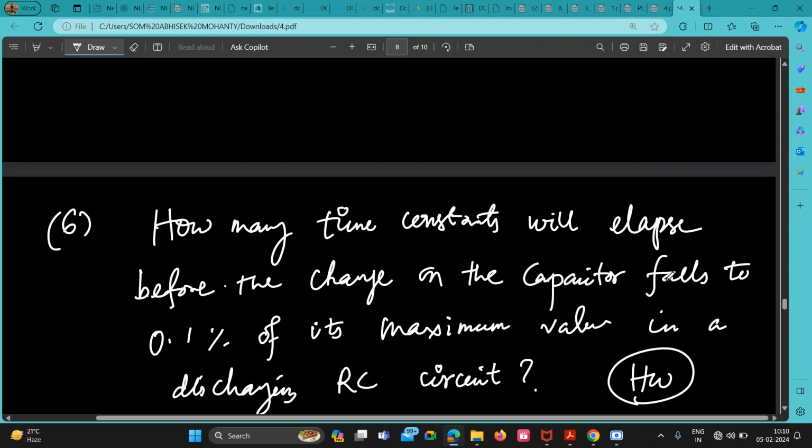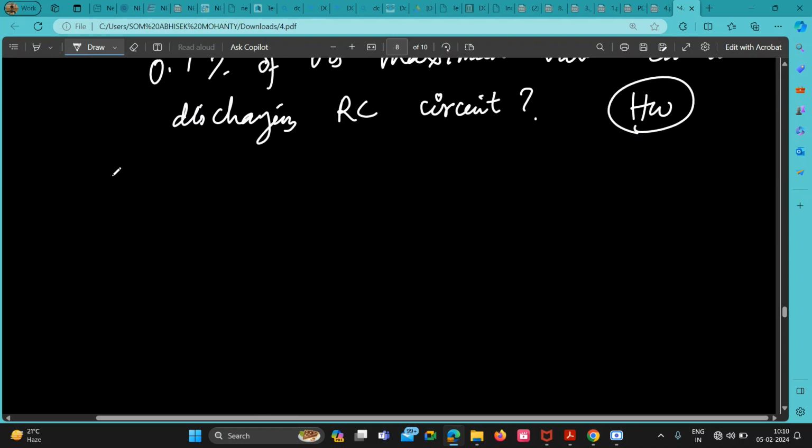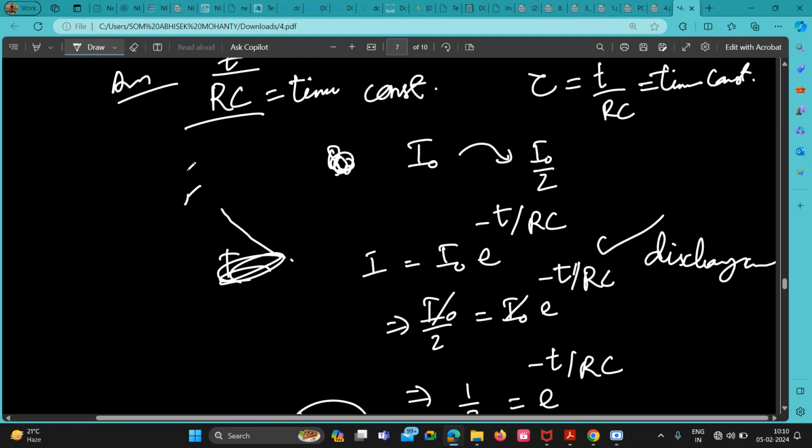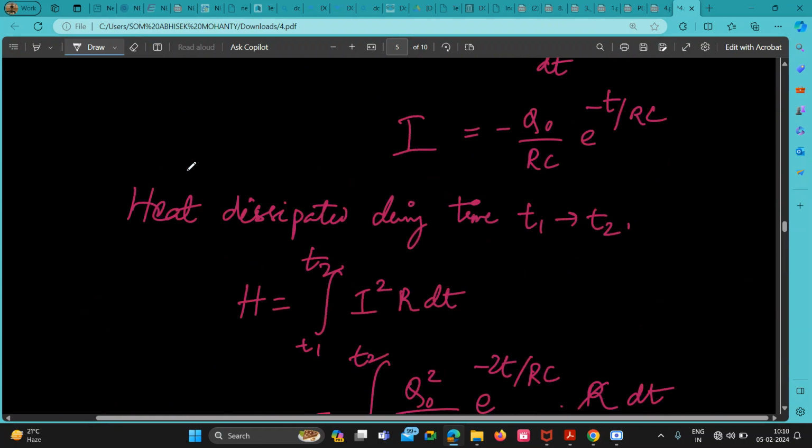Okay. Also write another homework. This is one homework. Another homework number 7. No, leave it. Only do this one. Alright. So these are the types of questions from capacitance that will come.